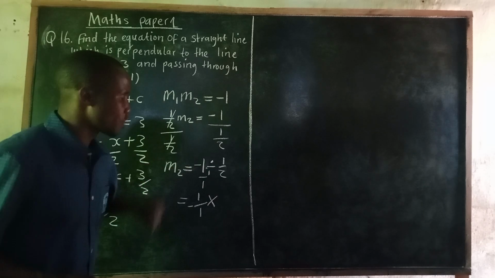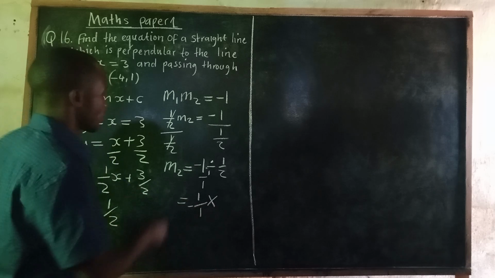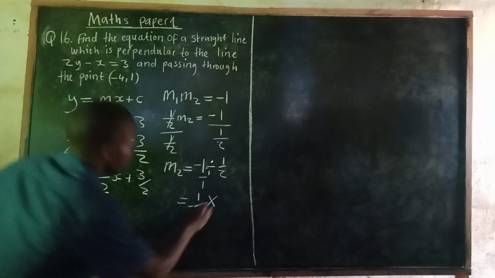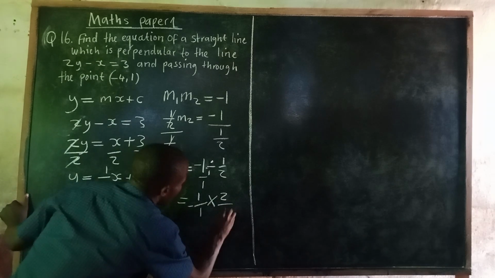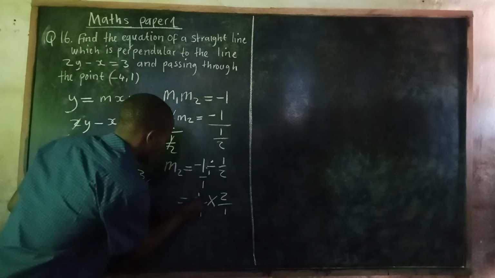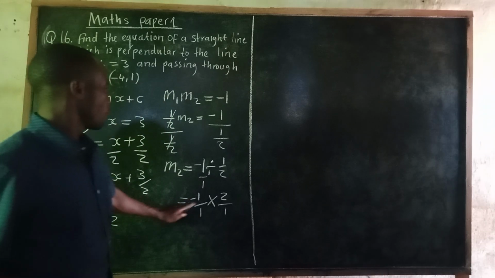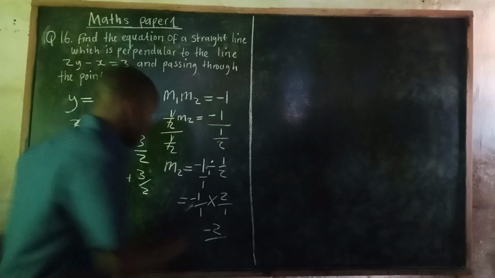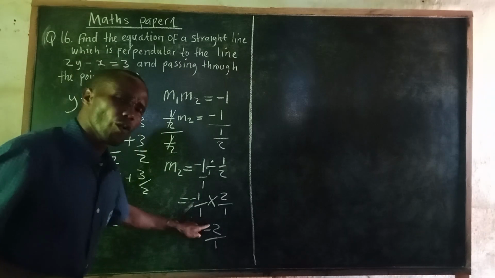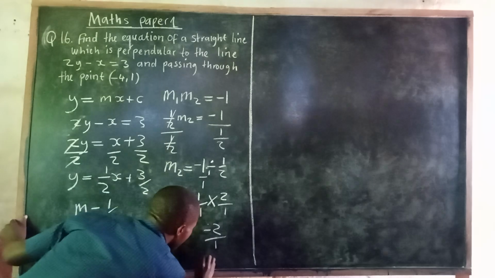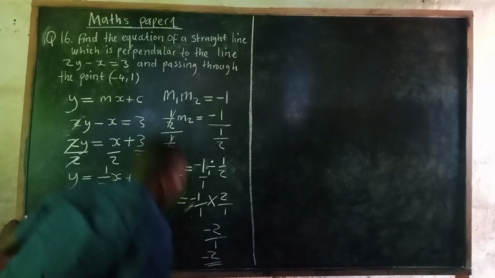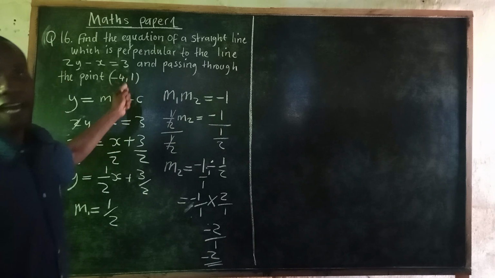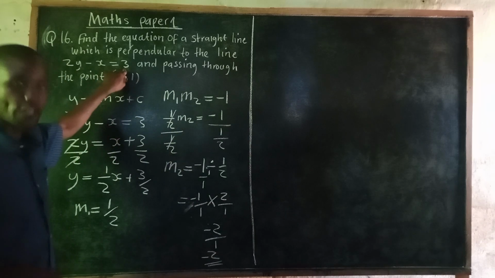So this one will change to what? 2 times. And once it changes, this one also reciprocates. It means now we are going to reciprocate this one. The denominator will be on top, then the numerator down there. Then remember, this one has got a negative. So -1 times 2, the answer will be -2. Over 1 times 1, it's 1. Okay? Then 1 into -2, the answer will be -2. Therefore, this will be the gradient of the perpendicular line, the line which is perpendicular to this equation.